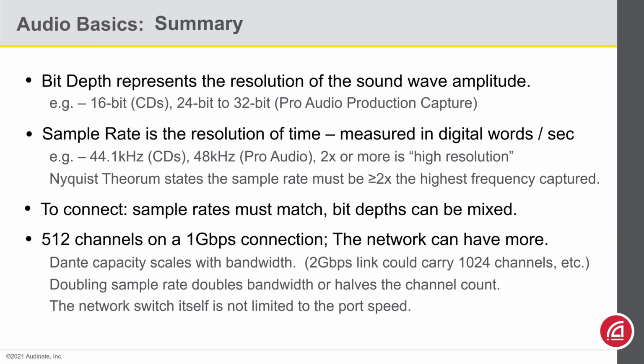And because of the way network switches work, don't confuse the capacity of a 1 gigabit link with the capacity of a 1 gigabit switch or even a 1 gigabit network. The network can maintain independent connections between devices, so you can have thousands of channels on the network. No problem.